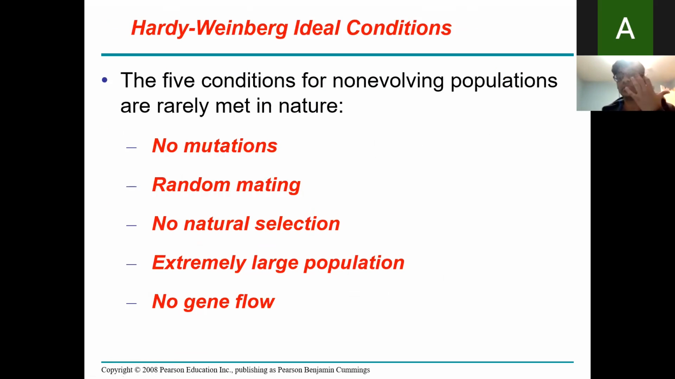There are five conditions that satisfy Hardy-Weinberg equilibrium, which essentially means that a population is not evolving. First, no mutations, or mutations that are very insignificant. Second, random mating, so there's no selective mating. Third, no natural selection, since natural selection is of course a mechanism of evolution. Fourth, an extremely large population, because in a small population you can't really have anything consistent. And fifth, no gene flow. You don't want genes coming in and out.